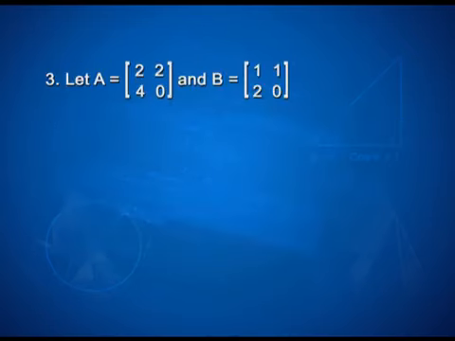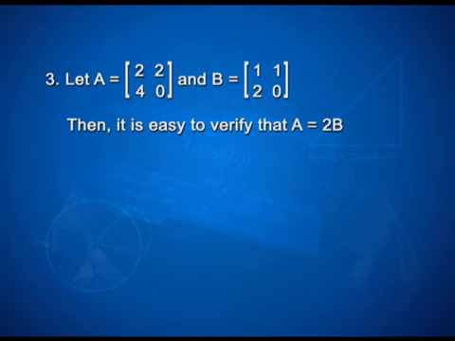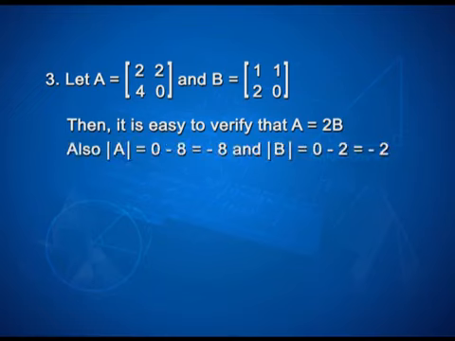Let A be the matrix 2, 2, 4, 0 and B be another matrix 1, 1, 2, 0. Then it is easy to verify that matrix A is equal to 2 into matrix B. Also, determinant A is equal to 0 minus 8, that is minus 8, and determinant B is equal to 0 minus 2, that is minus 2.